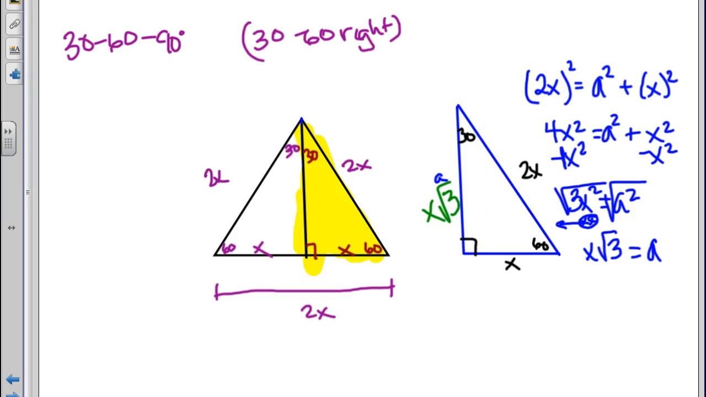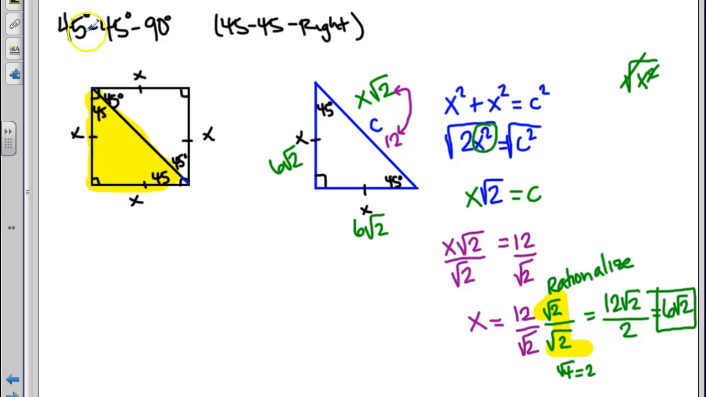Now I'm going to show you something, because the 45-45 right triangle is pretty nice. It's x square roots of 2, right? Legs are x and x. Hypotenuse is x times the square root of 2. This will always be bigger than these two. You're multiplying by about 1.4, whatever these are. Always going to be bigger.